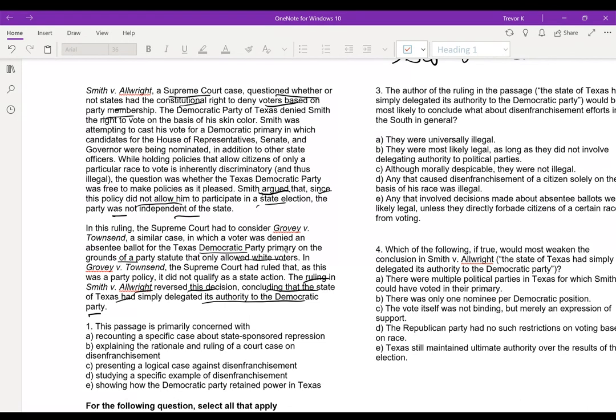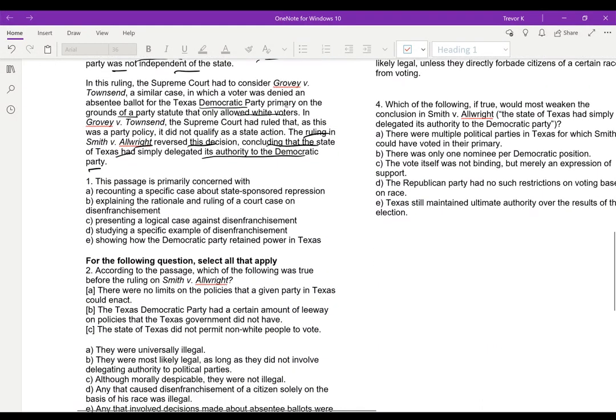So in the ruling for Smith versus Allwright, they considered Grovey versus Townsend, in which a voter was denied an absentee ballot on the grounds of party statute that only allowed white voters. And Smith versus Allwright reversed this decision, concluding the state of Texas had delegated its authority to the Democratic Party. Seems to make sense. So first paragraph, we introduce Smith versus Allwright. We introduce Smith's argument. And then the second paragraph, we get what the Supreme Court decides based on Grovey versus Townsend. And apparently the Supreme Court basically agrees with Smith.